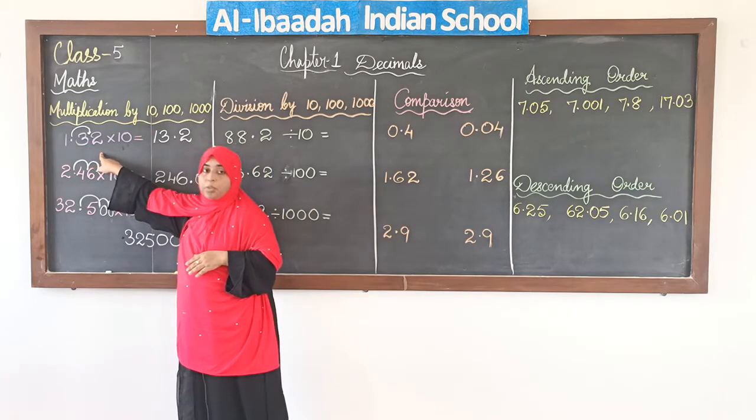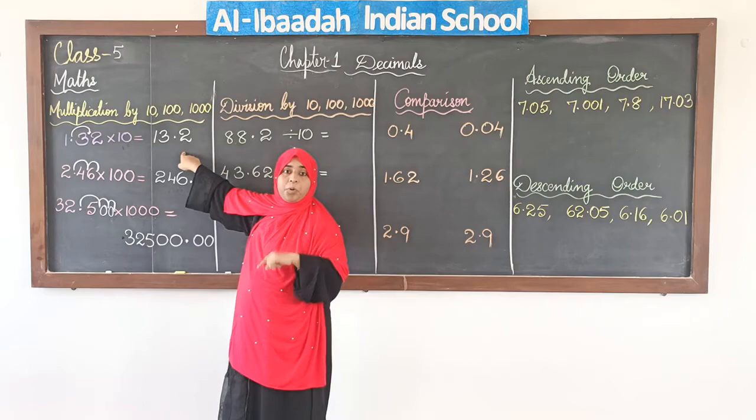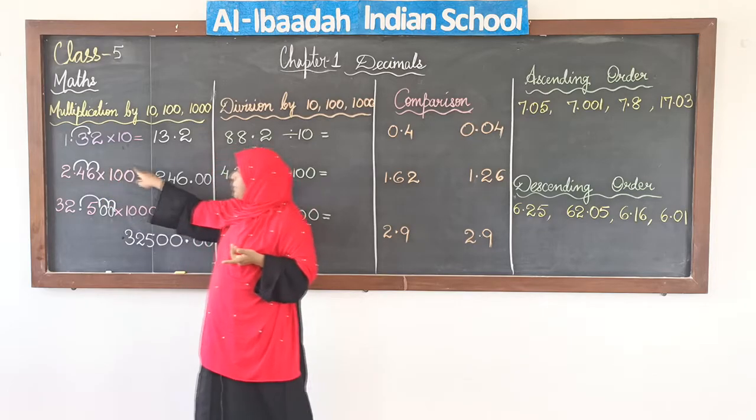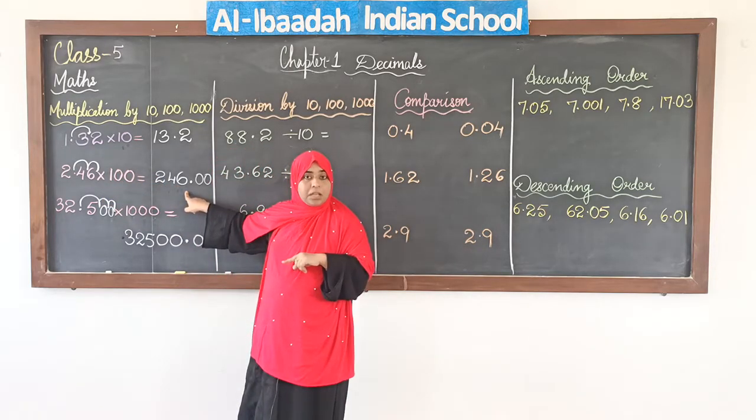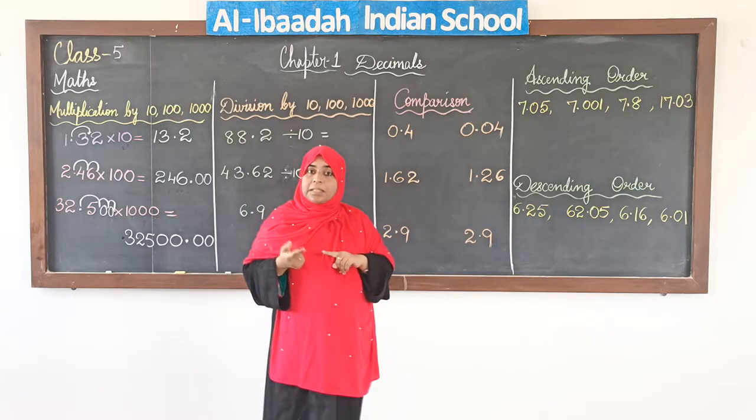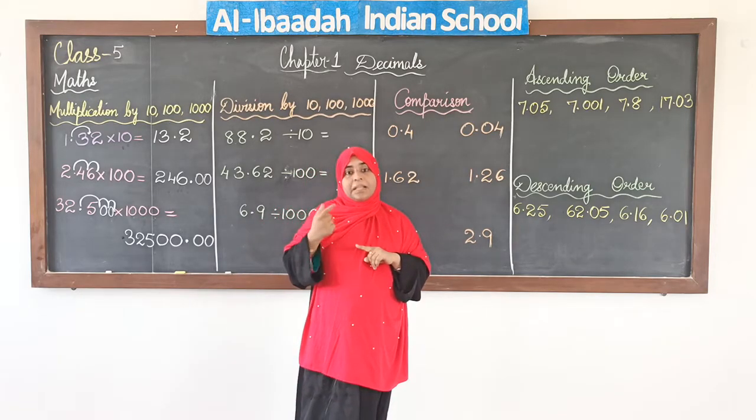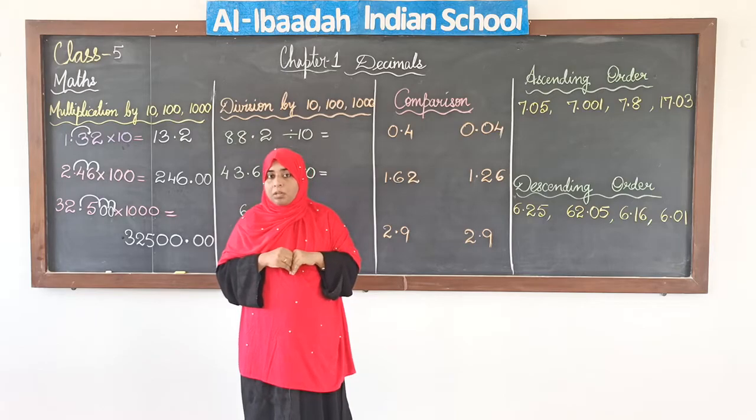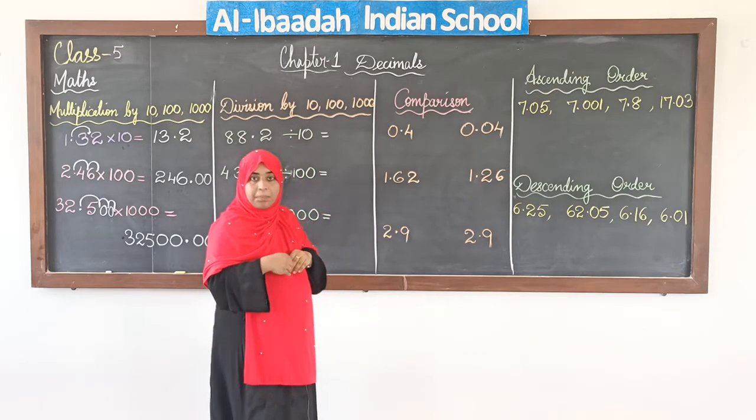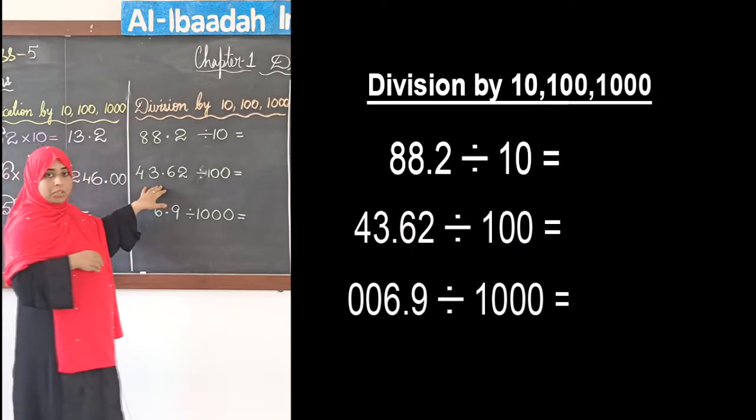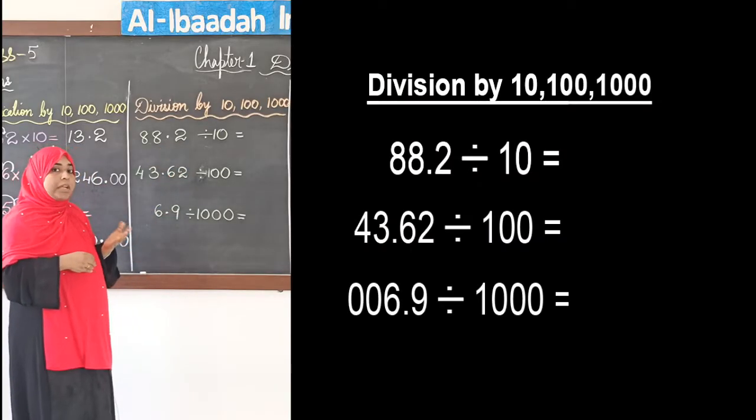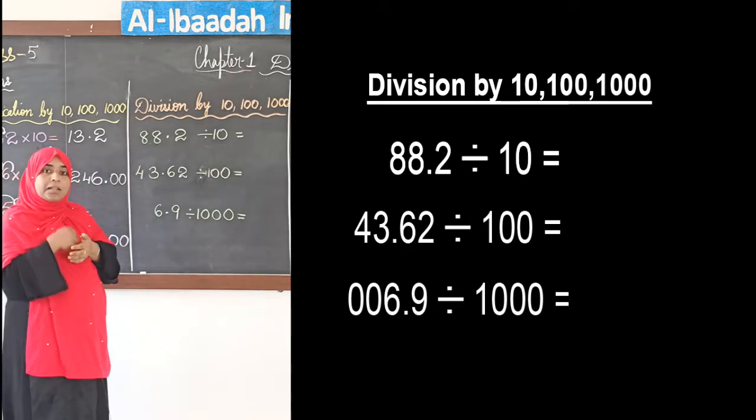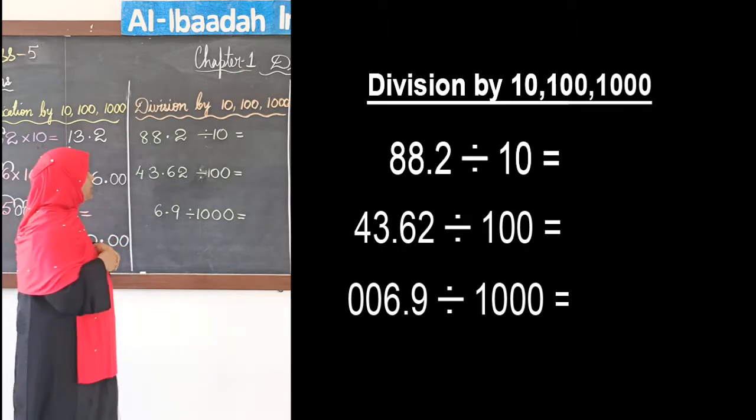It was 1.32. When we multiplied with 10, it became 13.2, which is more in value, right? Same thing, 2.46. When we multiplied with 100, it became 246, so the value has increased. So, when we multiply, the value of a number increases, but when we divide, what happens? The answer that we get is always small, right? So, the value will decrease, it will become less. Here, when we are doing division with 10, 100 and 1000, the point has to be shifted towards the left side. As the point shifts towards the left side, the answer that we get will be less in value. We will see how we do that.